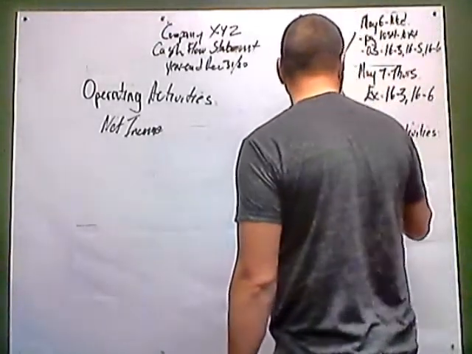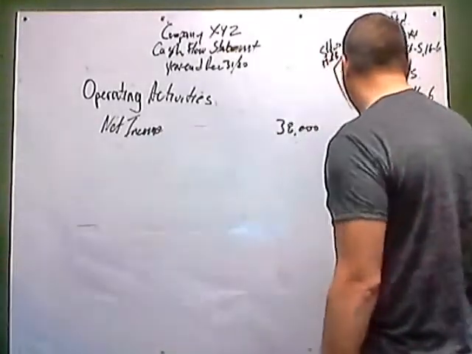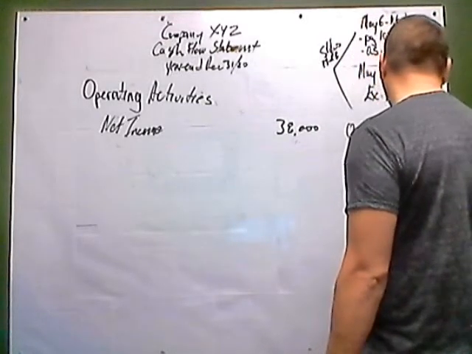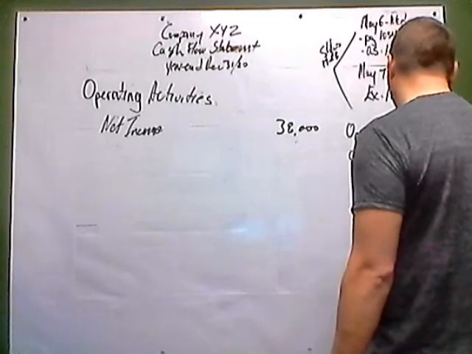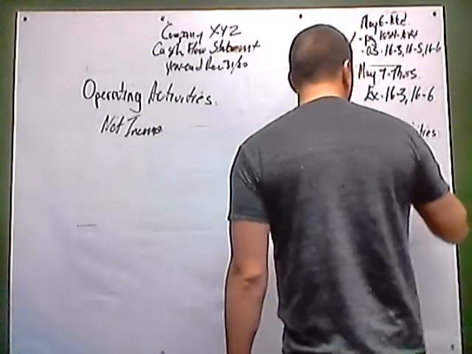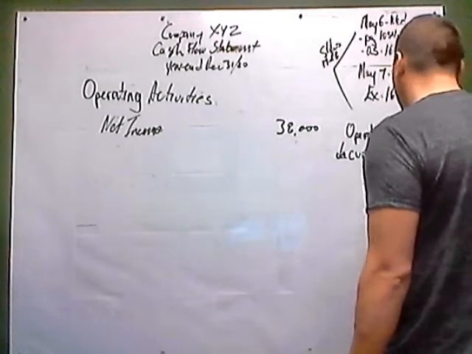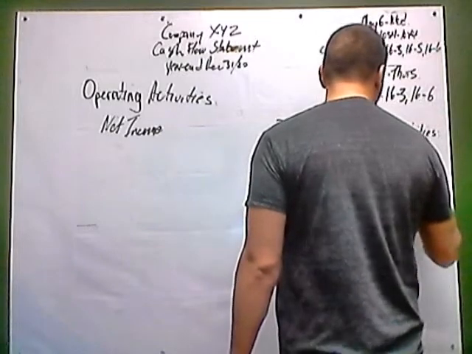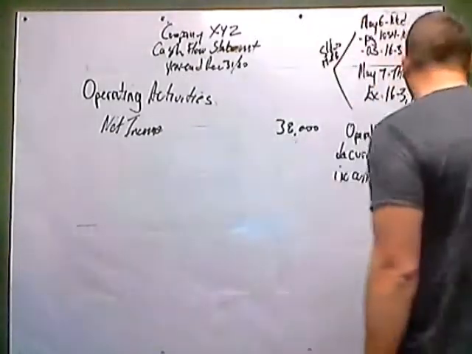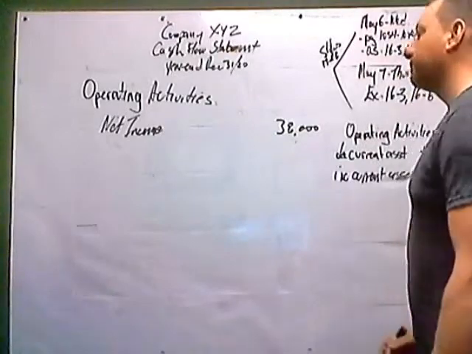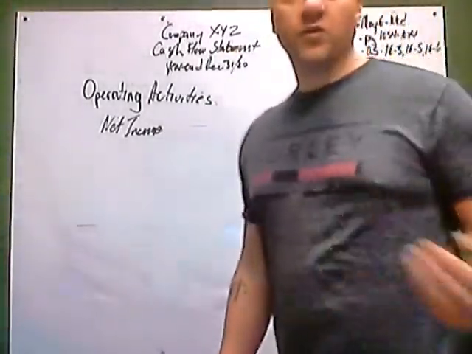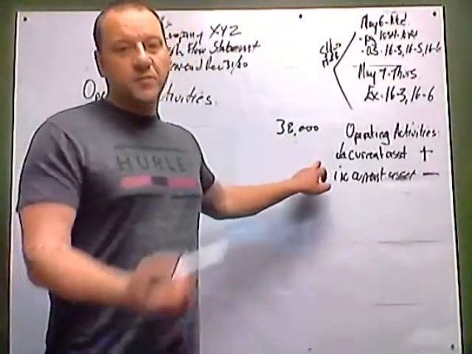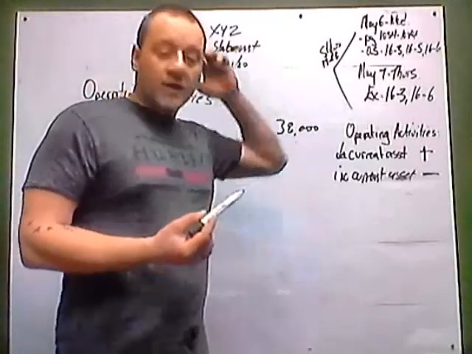When we have a decrease in a current asset, we want to add. For an increase in a current asset, we're going to subtract the difference from the current year to the prior year. So decreases are added to the profit, increases are subtracted from the profit.